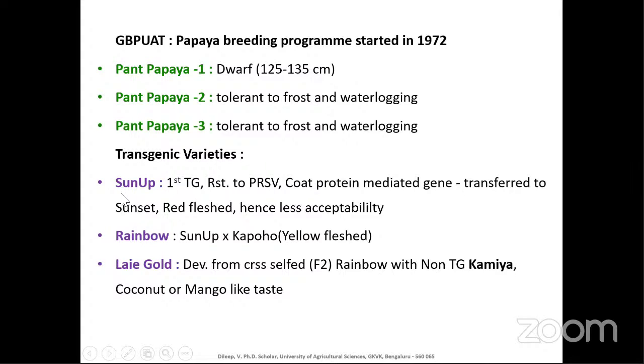The first variety was SunUp, and the one that was commercialized, popularized and grown on a large scale was Rainbow. Two other varieties were also developed, but they were not mainstreamed like these. Besides SunUp, those were Laya Gold and also Red Kamya.